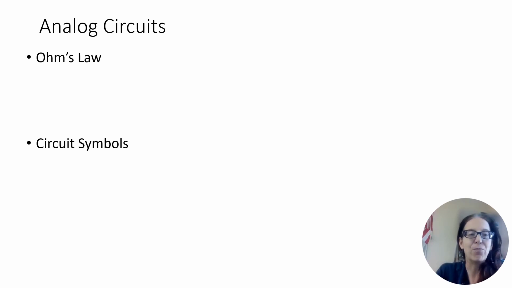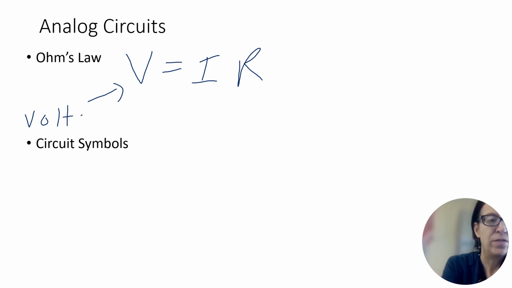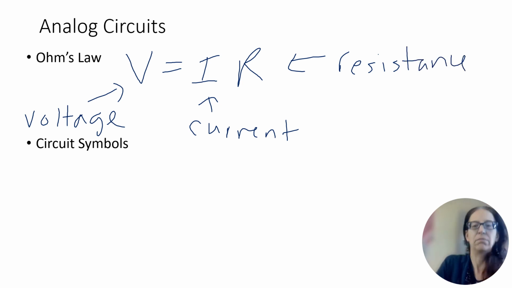Now, if there's one thing that I think might show up on your EOC that would deal with analog circuits, it would be Ohm's law. Ohm's law is this. It is V equals IR, where V is the voltage, I is the current, and R is the resistance. Okay, and there's obviously other formulas with that, but I think that's the one that's like your moneymaker there.